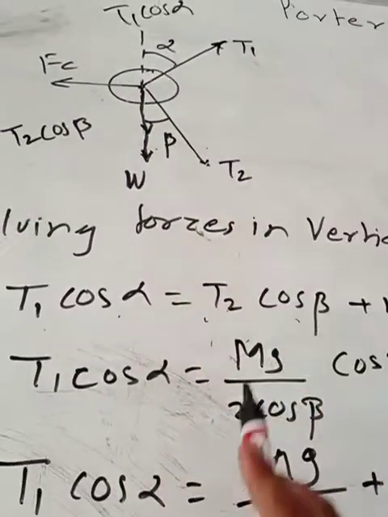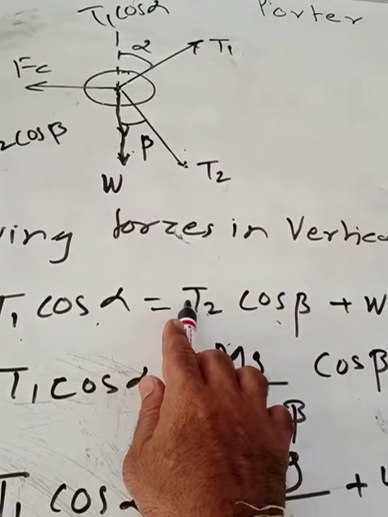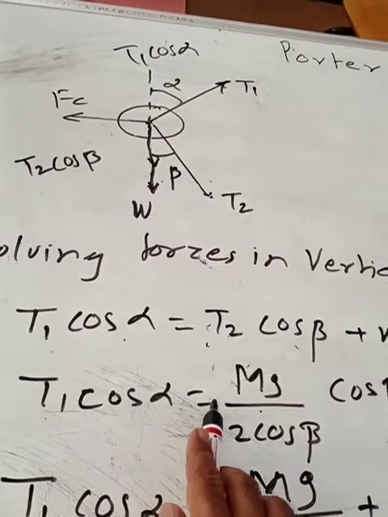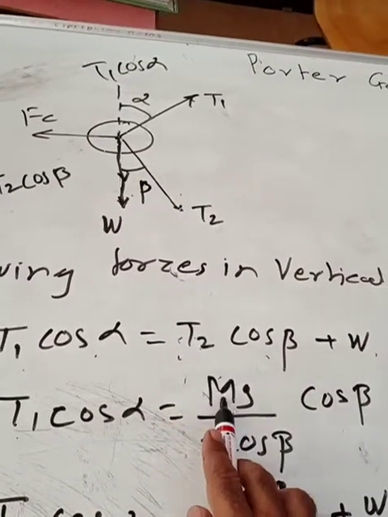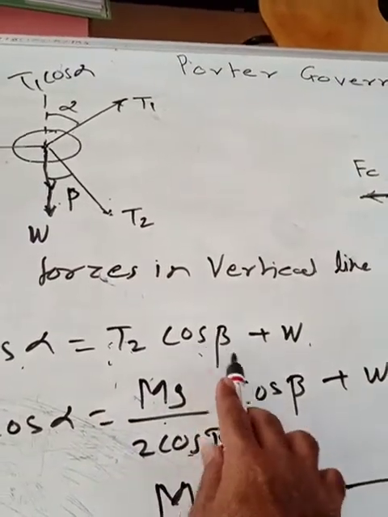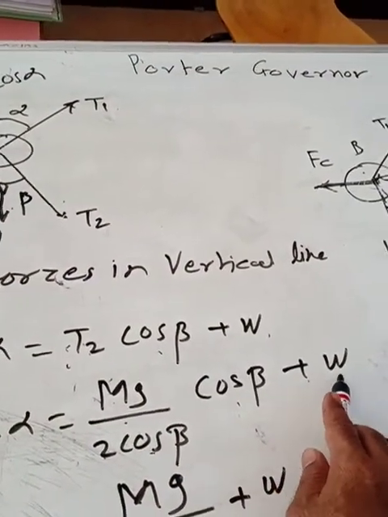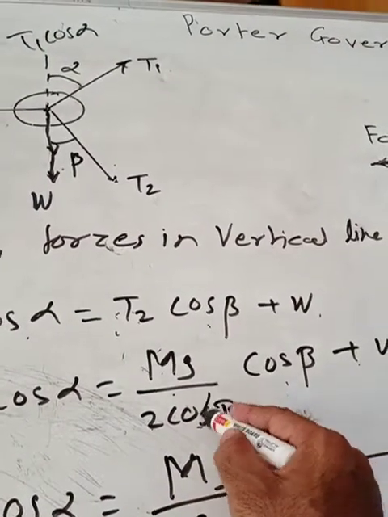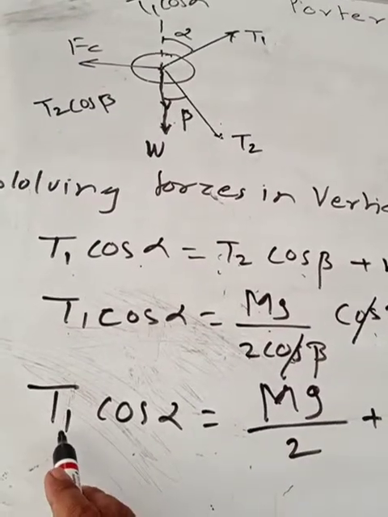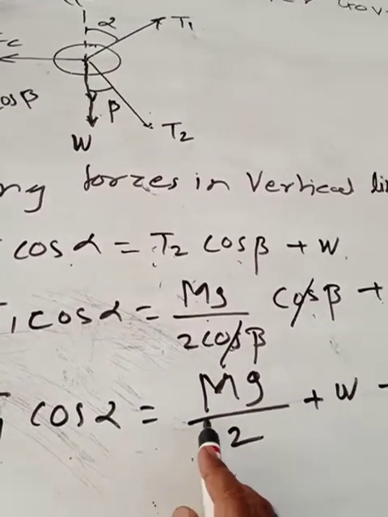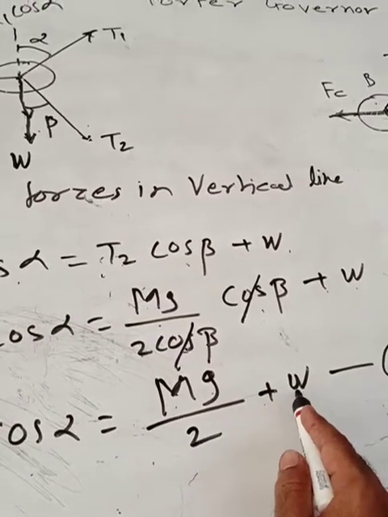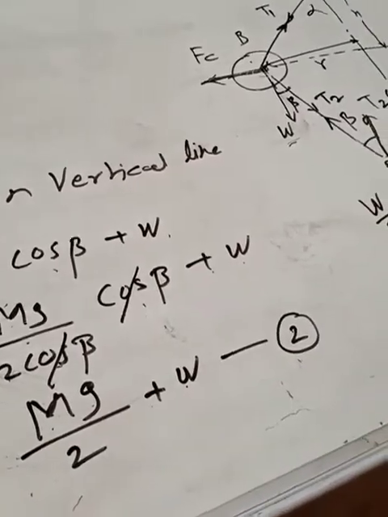Now in equation number 1 we have already calculated the value of this T2. We can put it here from that equation number 1, that is T2 is equal to what? mg divided by 2 cos beta. That value we have put here. This cos beta will be as it is, plus W. Now this cos beta and this cos beta will get cancelled, and we clearly get the equation that T1 cos alpha is equal to capital M into g divided by 2 plus small w. We'll consider this as equation number 2.